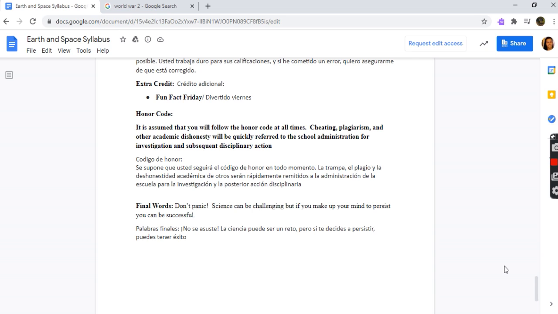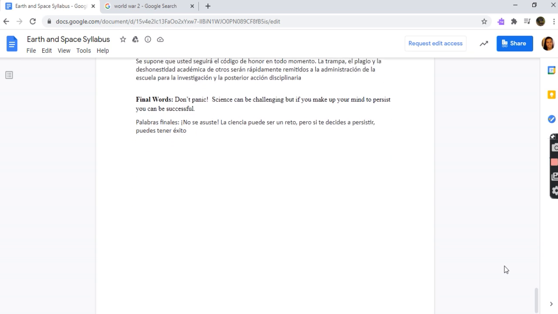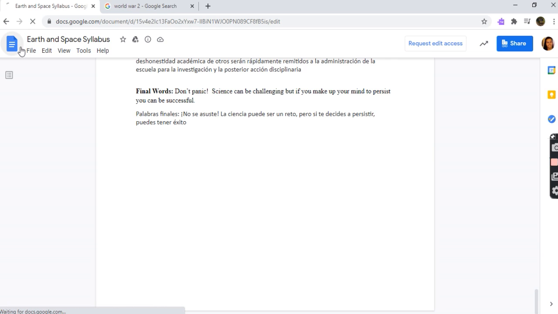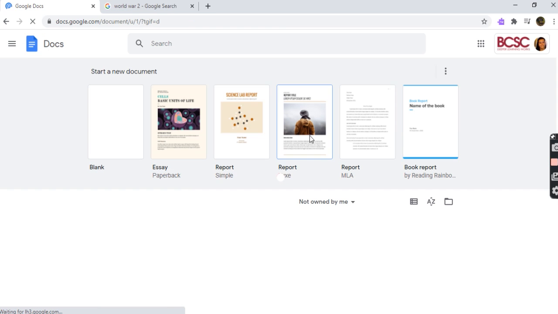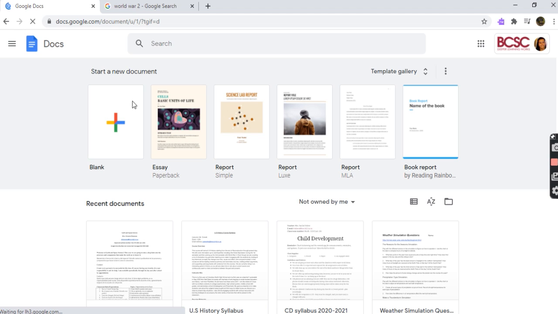Final words. Don't panic. Science can be challenging, but if you make up your mind to persist, you can be successful. You can read that in Spanish too, like I said. Alright, so remember all the syllabus, okay?